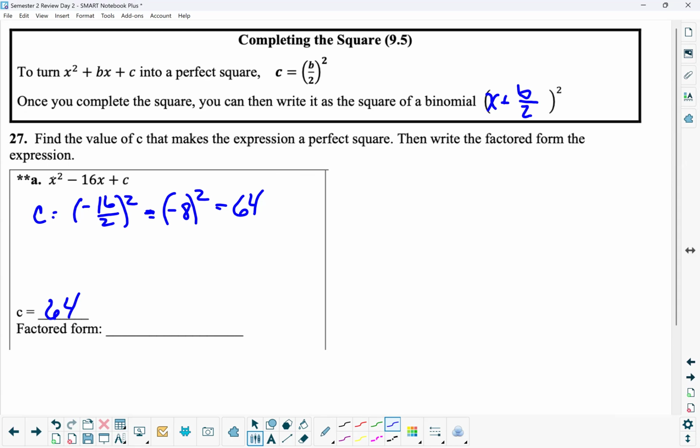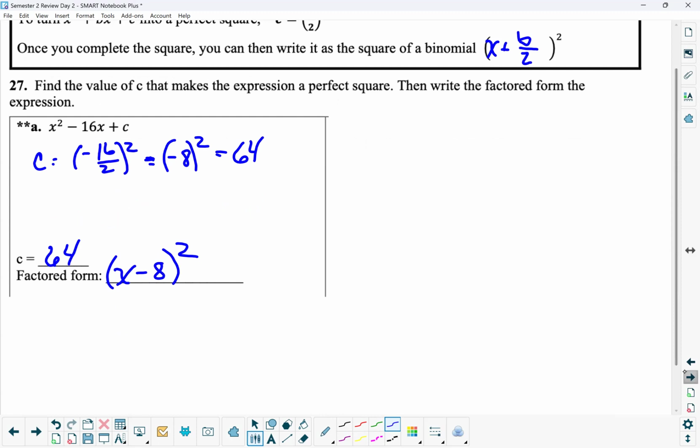The factored form, now I could either take x squared minus 16x plus 64 and use the x method to factor, or I can use this little shortcut up in the directions that says I take x plus b divided by 2. Well, b divided by 2 is negative 8. So it's not going to be plus, it's going to be minus 8. That whole thing squared. And that's completing the square.